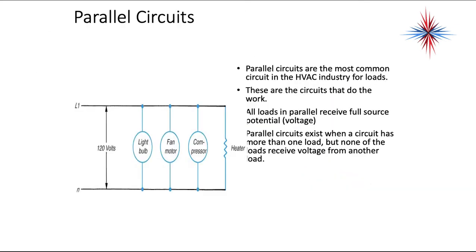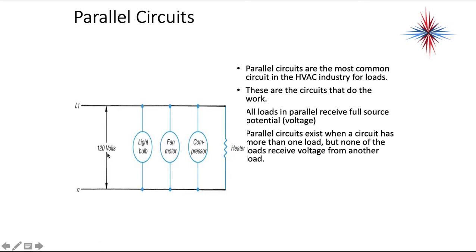Okay. Now, parallel circuits are the most common circuit in the HVAC industry for loads. These are the circuits that do the work. All loads in a parallel circuit receive full source voltage. Parallel circuits exist when a circuit has more than one load, but none of the loads receive voltage from another load.